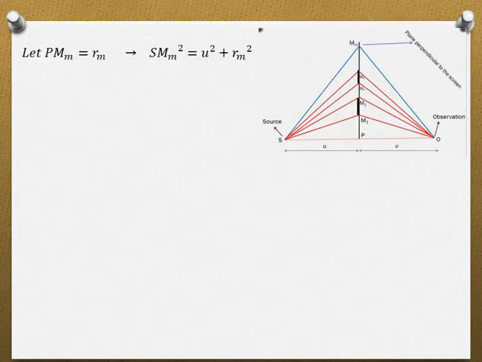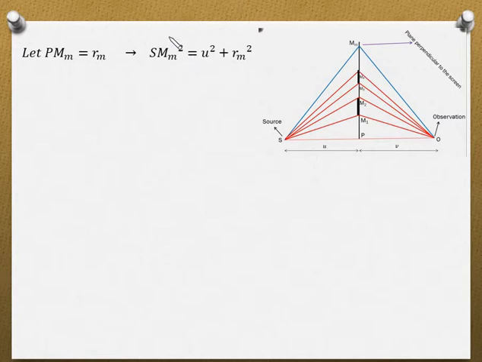Now let P and MM equal to RM. That is, the distance between P and the mth point is RM. Then we can write, by this triangle SPMM, that SMM square is equal to U square plus RM square.